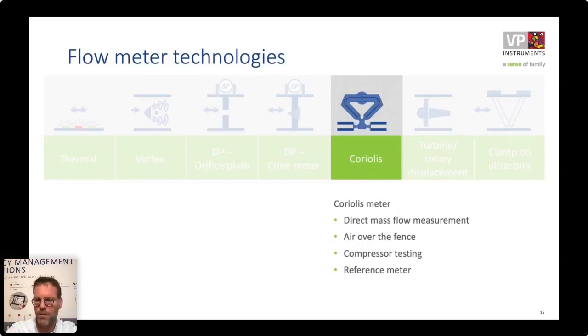For instance, if you have a $1 million or €1 million a year electricity bill, and this is going into a compressed air project where you buy basically the compressed air, then you want to be very sure that you don't pay too much for the air. Also, you find it sometimes in compressor testing, but it's rare. I've seen them a few times, and sometimes as reference meters in calibration labs. And why? Because it's a very accurate technology, but it's also a very expensive technology. These things don't come cheap, so that's why you don't see them in the more general purpose applications.